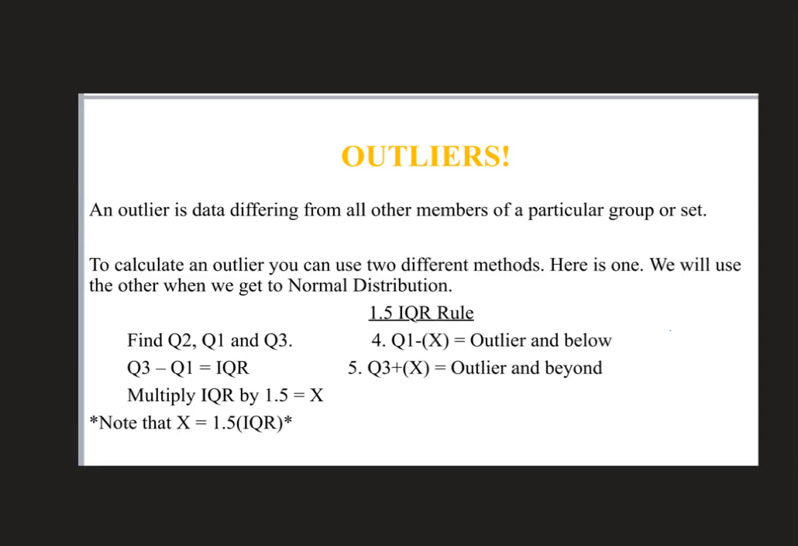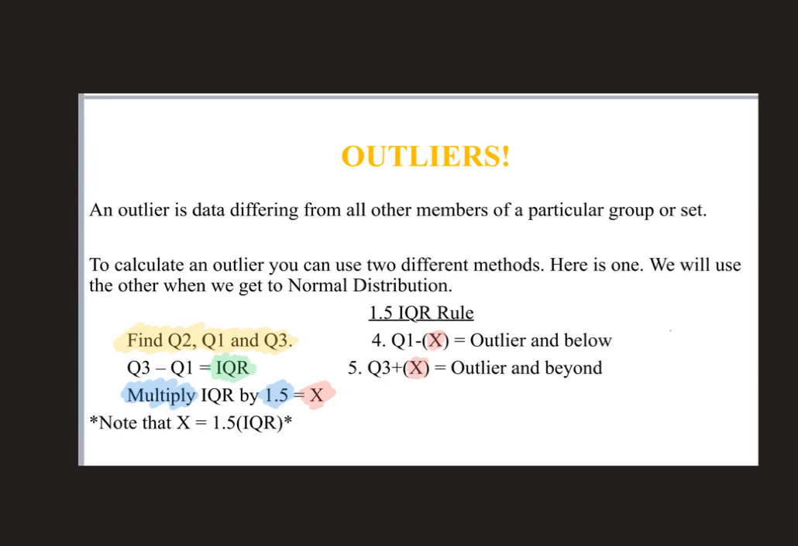Okay, there is a way we can calculate outliers. One of the ways is you're going to find all of your quartiles, quartile Q1 and Q3. Now the next thing you're going to do is find your IQR, which is Q3 minus Q1. You're going to take your interquartile range and multiply it by 1.5, and you're going to get a number. That number is going to be subtracted from Q1 and added to Q3.